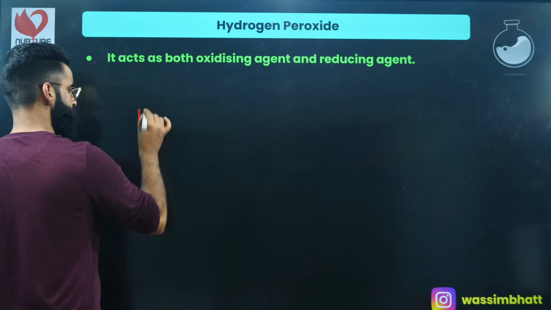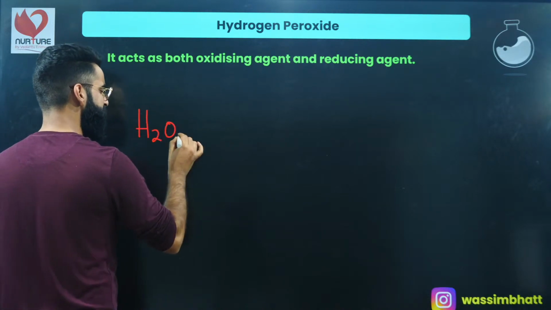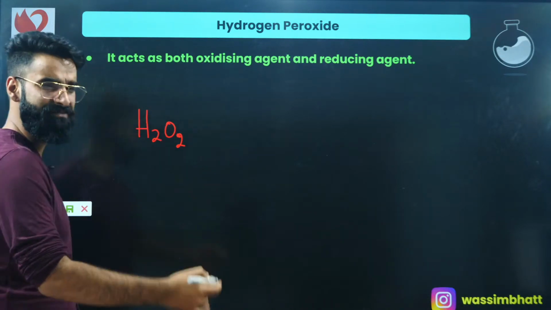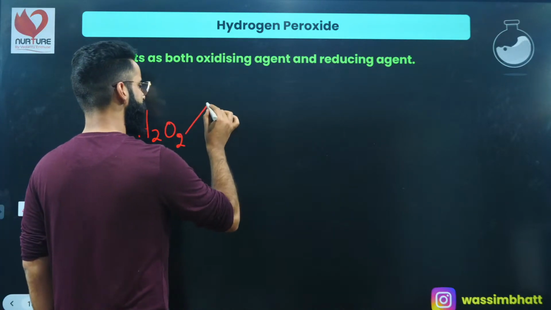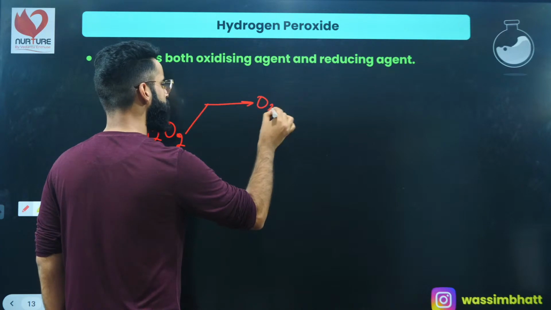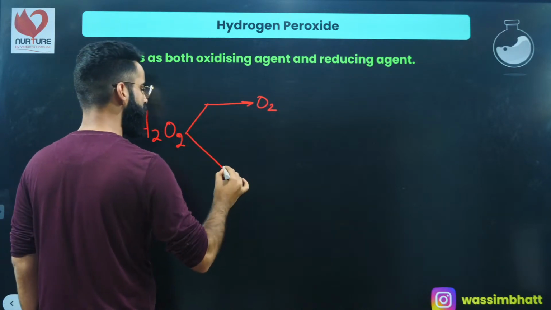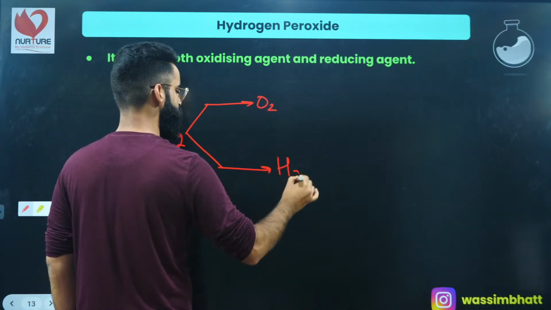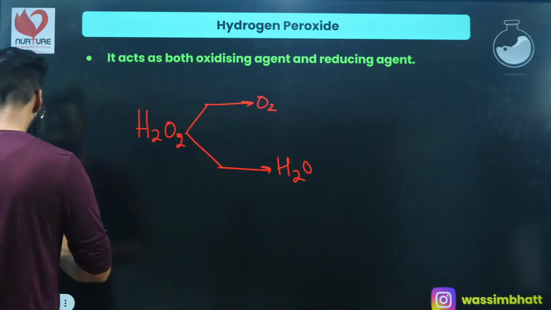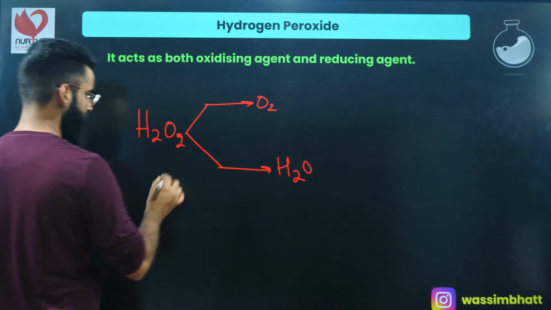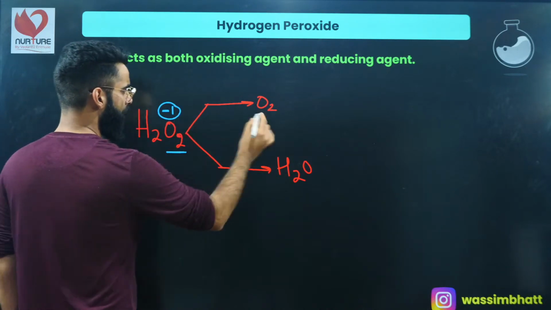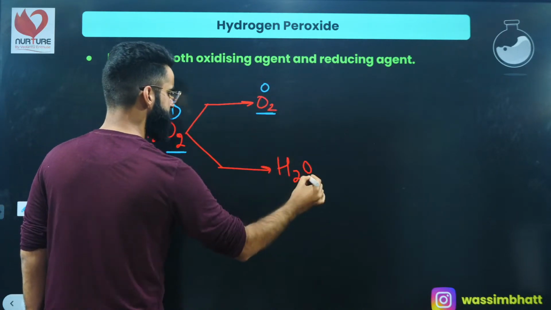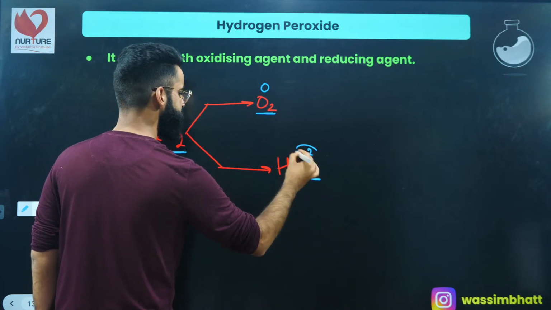Your hydrogen peroxide, which is H2O2, sometimes behaves like the oxidizing agent and sometimes it behaves like the reducing agent. In some of the reactions you will find this H2O2 gets converted into O2, and in some of the reactions you'll find this H2O2 gets converted into H2O, right? Now people, what is special over here? Have a look. The oxidation state of this oxygen over here is -1. Oxidation state of this oxygen is 0. Oxidation state of this oxygen is -2, right?